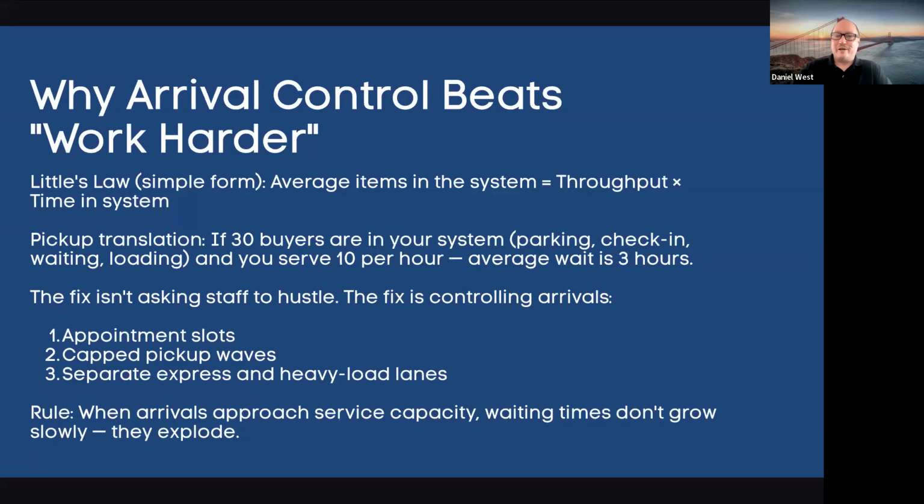Well, you do control it by controlling when people arrive. And so there's a few different ways that you can handle this. AuctionMethod has a pickup appointments scheduling system, which is pretty nice. So you can set time periods and you can create little slots, how many bidders can show up during each slot. And then people can schedule when they're going to pick up. That's an awesome system as long as you're willing and able to enforce it.